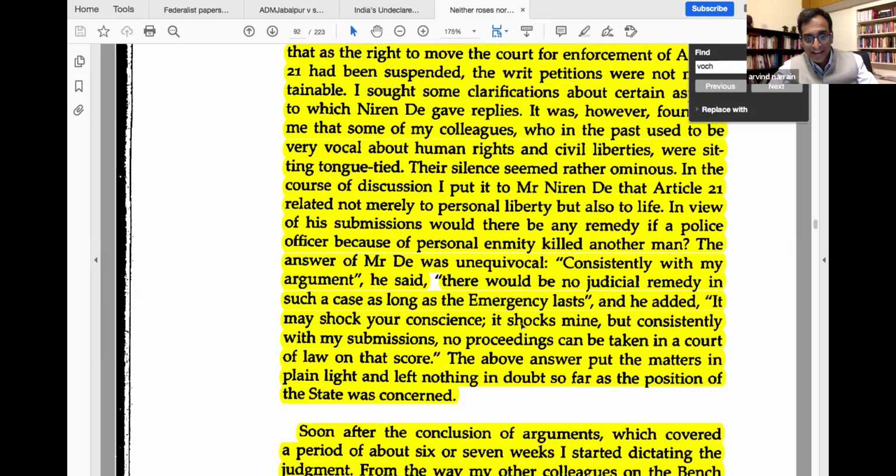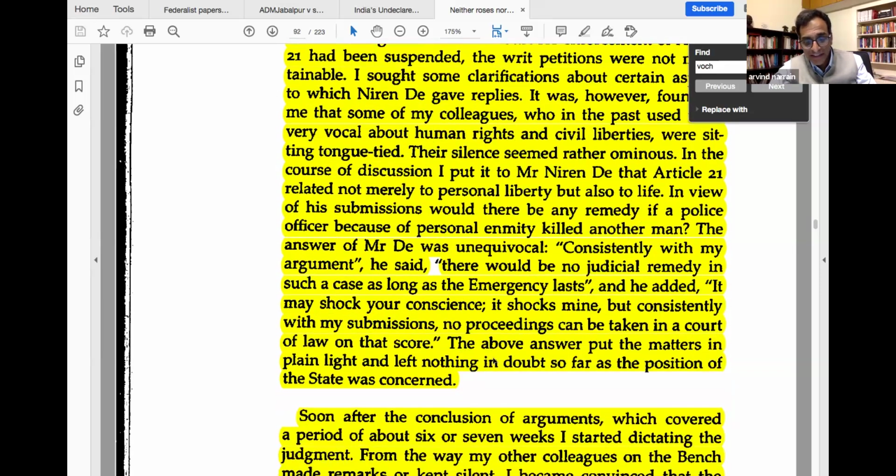And again, that's a very interesting one line, right? The above answer put the matter in plain light and left nothing in doubt as far as the position of the state was concerned. So everybody knows this is the state's position. The state's position is we will do what we want. Nobody can ask us a single question if we kill somebody on the street.